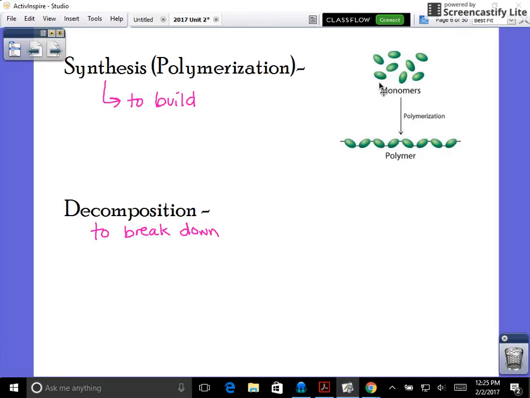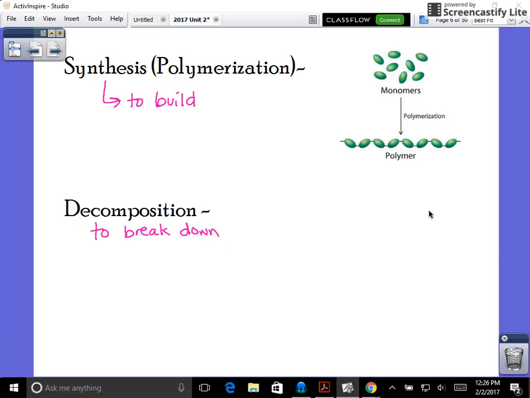There are two processes that are used to build or break down. So synthesis or polymerization is the build phase, where you take a bunch of monomers and put them together to form a polymer. So again, you could use either name, synthesis, polymerization. Those are the scientific names that mean to build. Decomposition is the opposite. It's to break down.